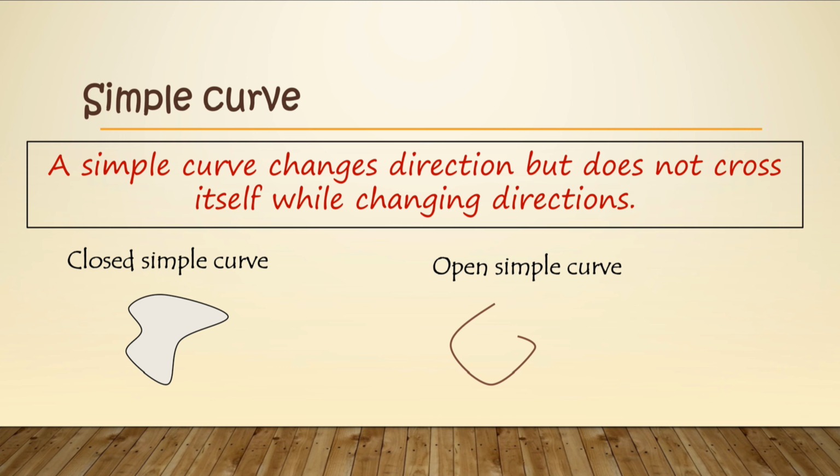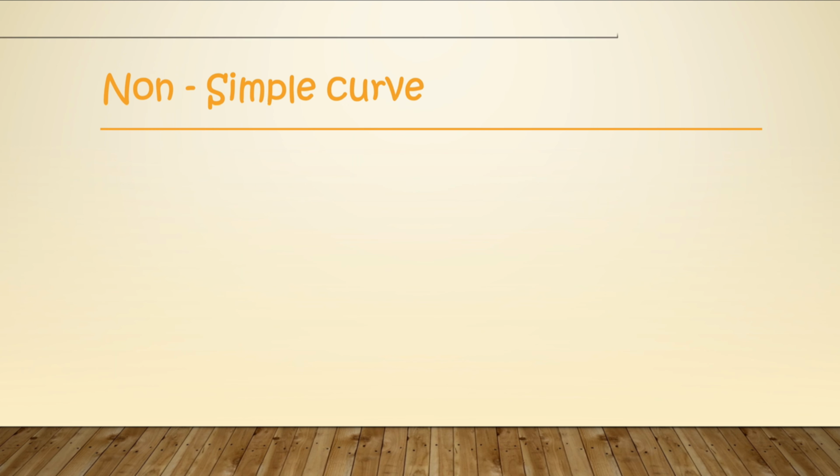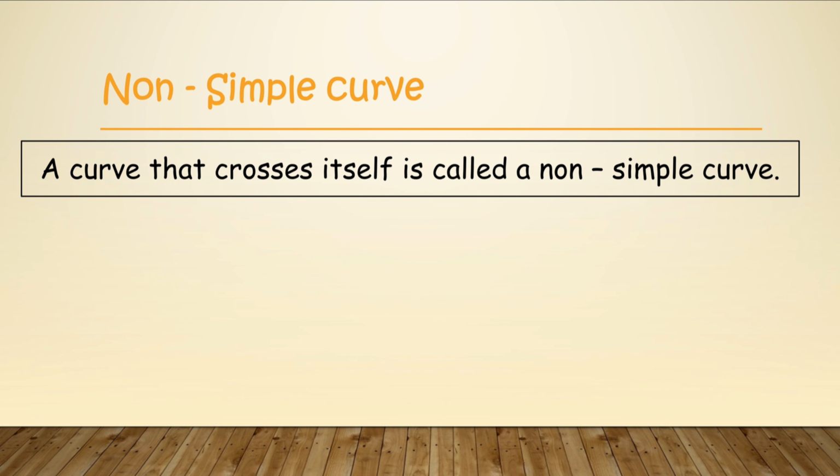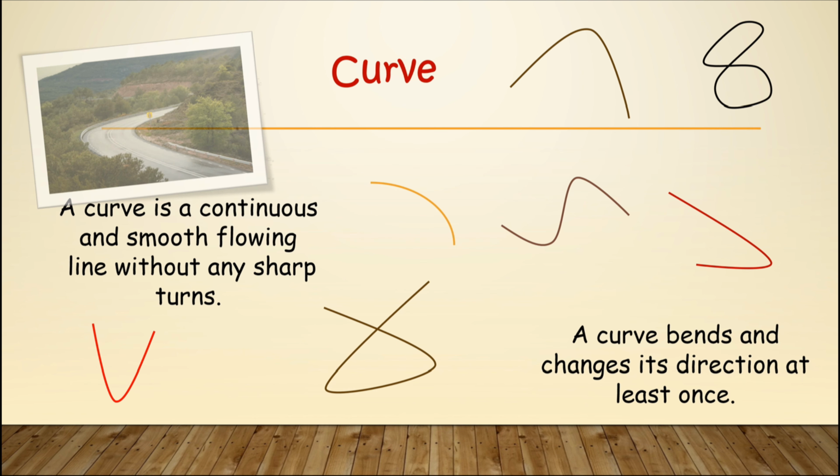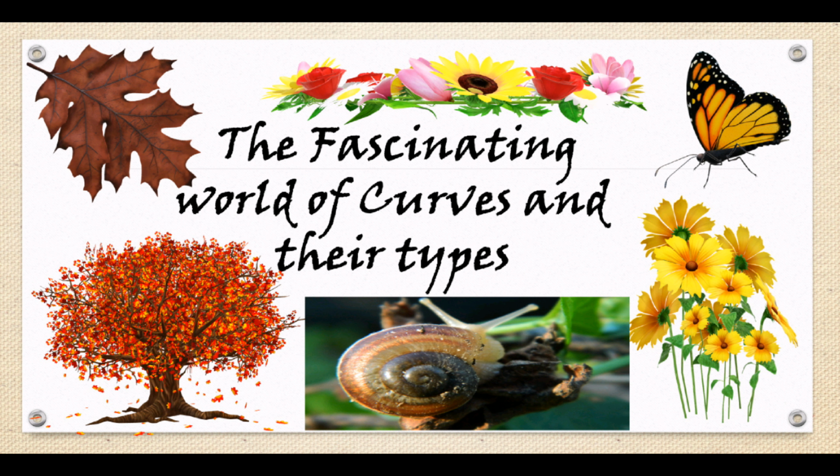What is a non-simple curve? A curve that crosses itself is called a non-simple curve. You can see two types of non-simple curves: non-simple open curve and non-simple closed curve. If you observe the screen, you can see how a non-simple open curve and a non-simple closed curve are drawn.